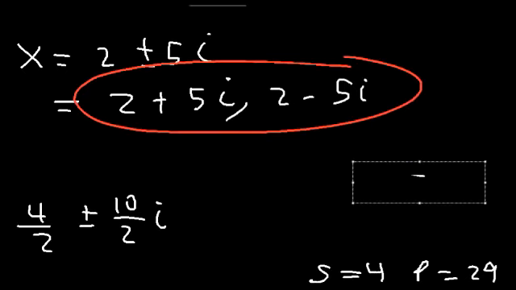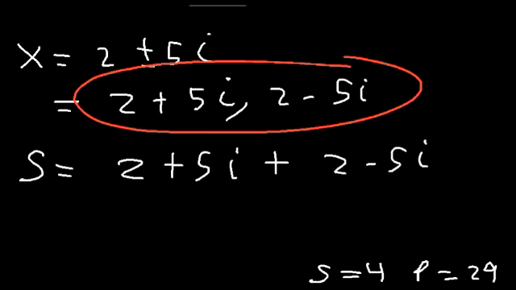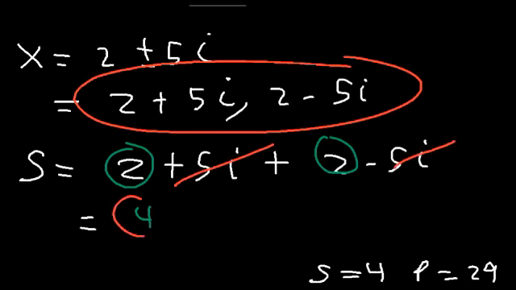Now that we have the solutions, we can confirm if the sum is 4 and if the product is 29. So let's go ahead and do that. To find the sum, we need to add the two solutions. 2 plus 5i plus 2 minus 5i. So 2 plus 2 is 4. 5i plus negative 5i, they cancel. It's 0. So the sum is indeed 4.